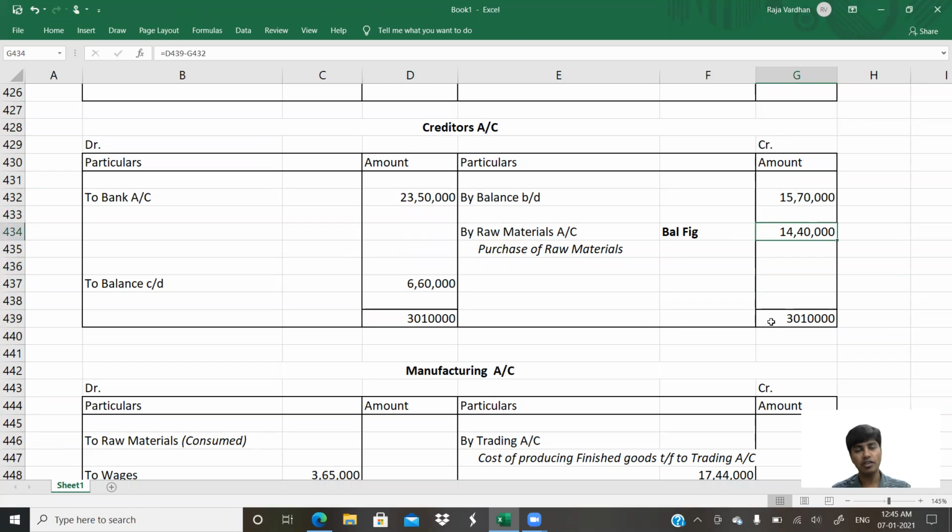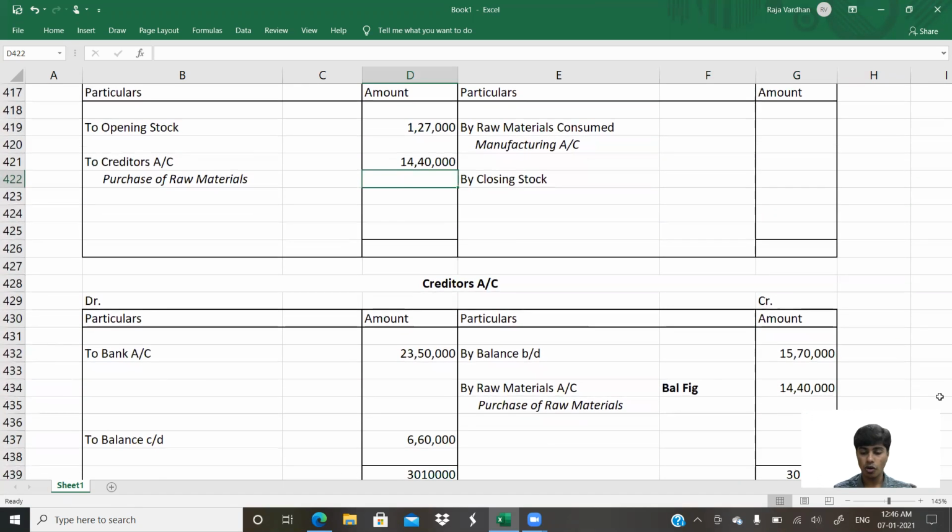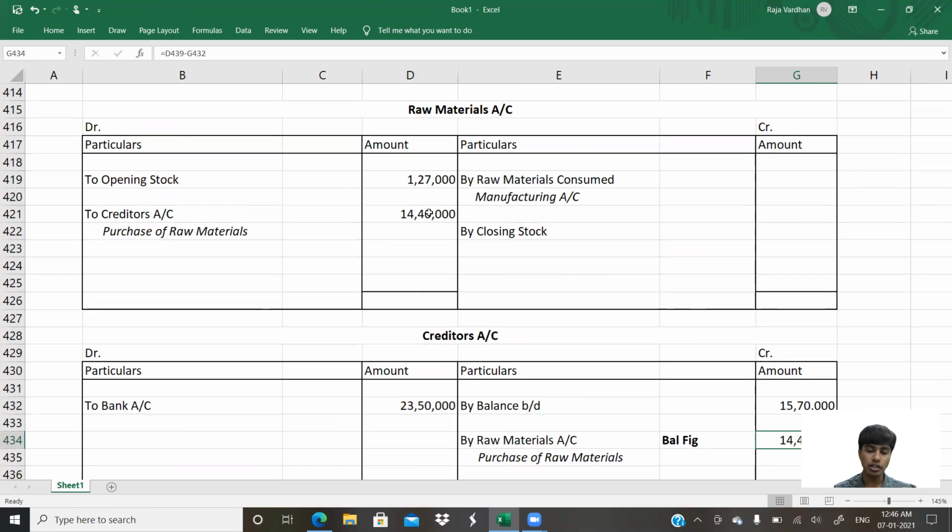So this 14 lakh 50, once you find it here in the creditors account, it is buy raw material. The debit aspect will come in our raw material account as to creditors, which I would have to write here. I'll put equals and select this amount. So because of the creditors account credit of raw materials, in the raw materials account debit side you will get how much? 14 lakh 40,000. Where do you get this from?